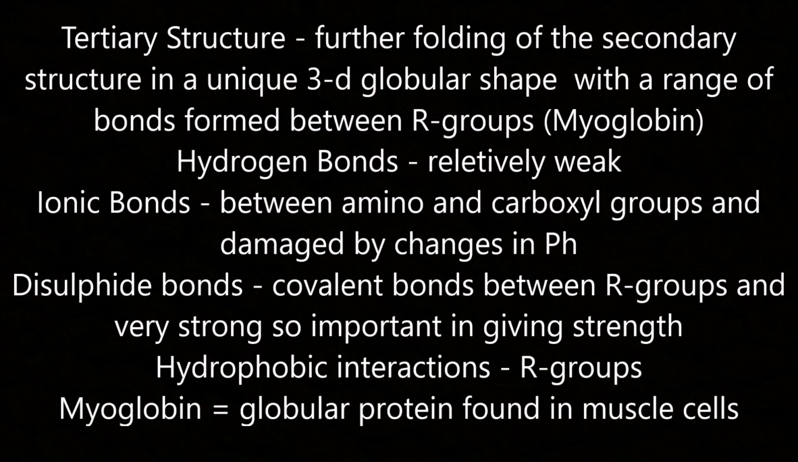Tertiary structure is the further folding of the secondary structure into a unique 3D globular shape by a range of bonds formed between the R groups, and myoglobin is an example. Hydrogen bonds are relatively weak. Ionic bonds are between the amino and carboxyl group and are damaged by changes in pH. The disulfide bonds are covalent bonds between the R groups and are very strong, so important in giving strength, and hydrophobic interactions are between the R groups. Myoglobin is a globular protein found in muscle cells.